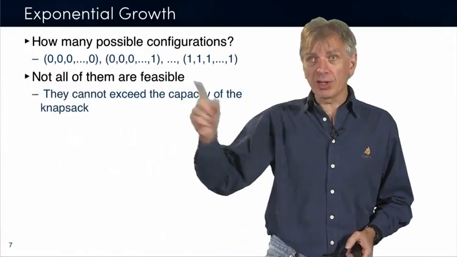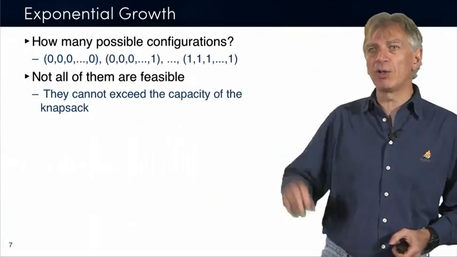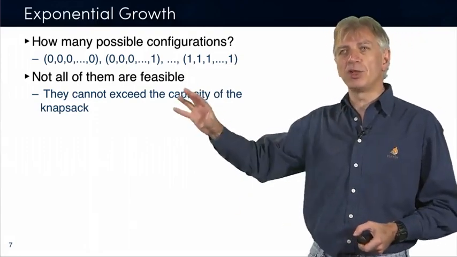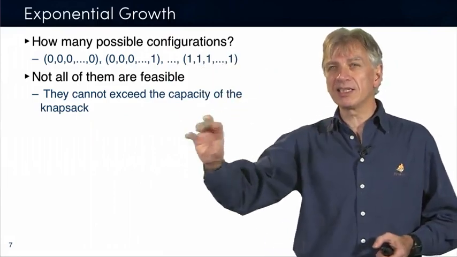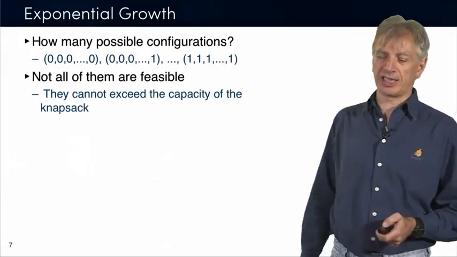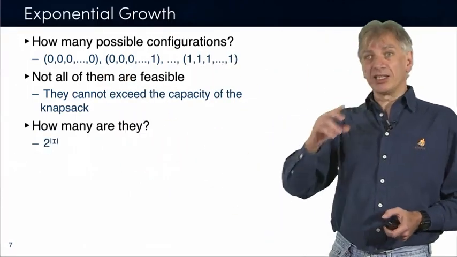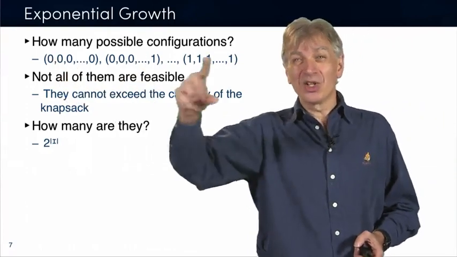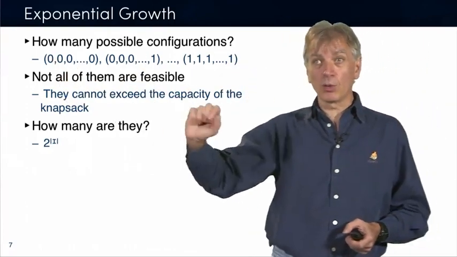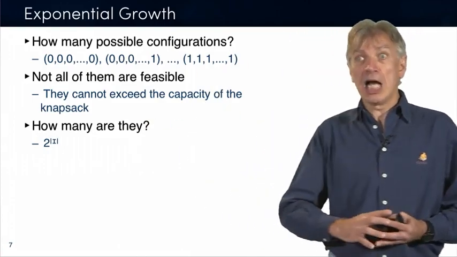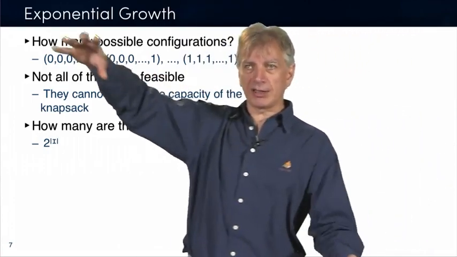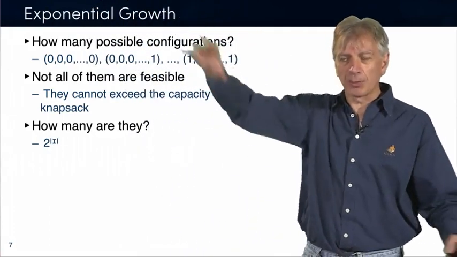Not all of them are going to be feasible. Some of them are going to violate the capacity constraint. And that's going to be the feasible part of your search space. This is the feasibility region in a sense. And how many are there? Well, in this particular case, if you ignore the ones that are violating the capacity constraint, the number of configurations is going to be 2 to the number of items. And that's a huge number if there is a large number of items.